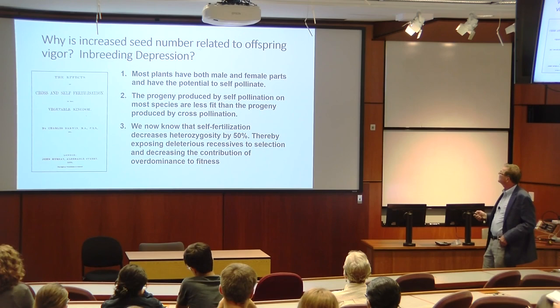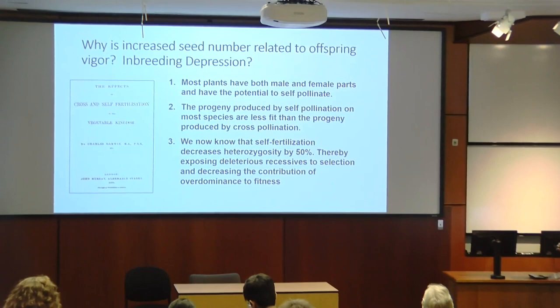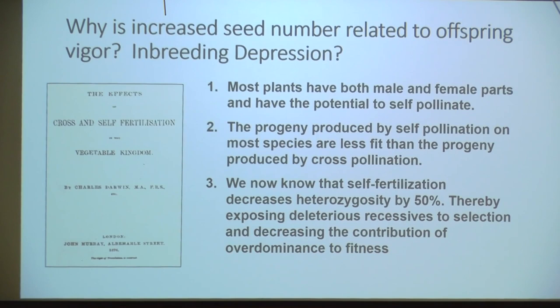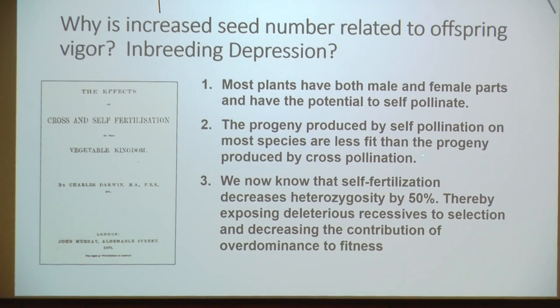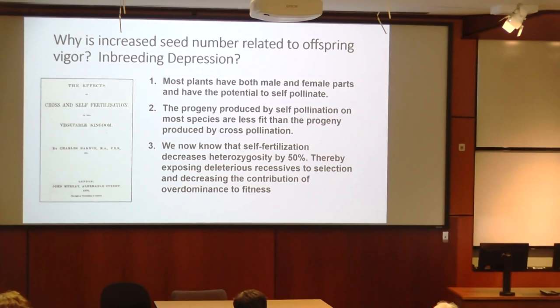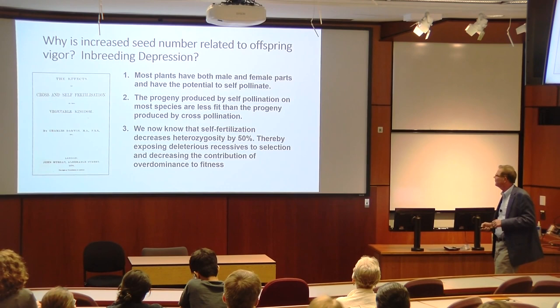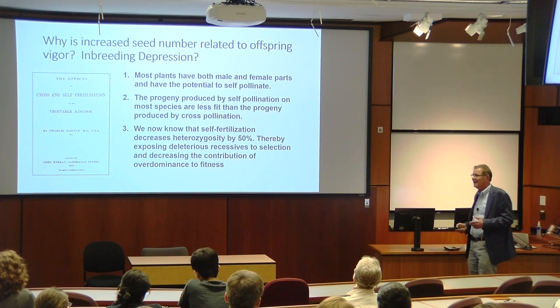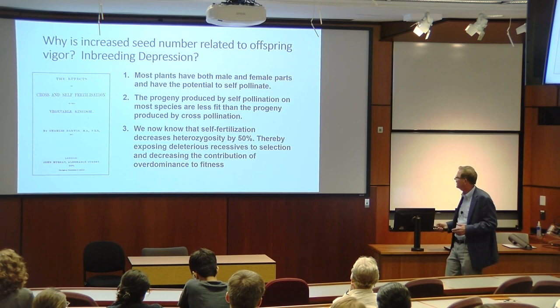So why is increased seed number related to offspring vigor? One possibility is inbreeding depression. Most plants have both male and female parts and have the potential to self-pollinate. The progeny produced from self-pollination in most species are less fit than the progeny produced from cross-pollination. And we know that, this is a bit in the weeds for some of you, but we know that self-fertilization decreases heterozygosity by 50%, thereby exposing deleterious recessives to selection and decreasing the contribution of overdominance to fitness.